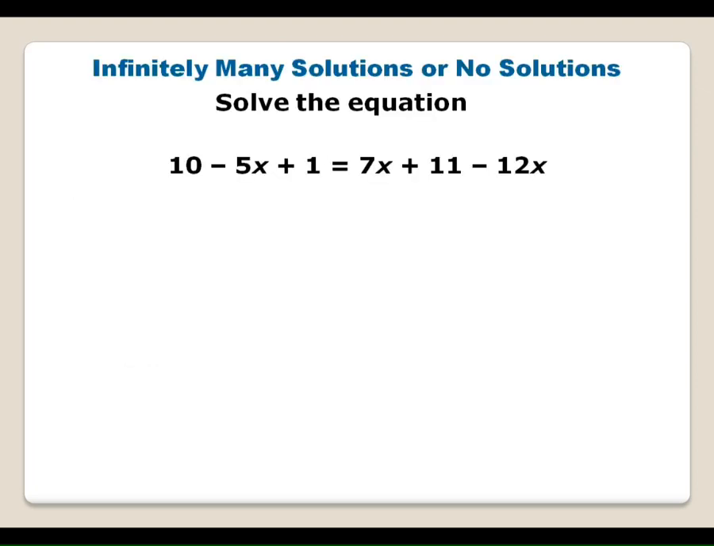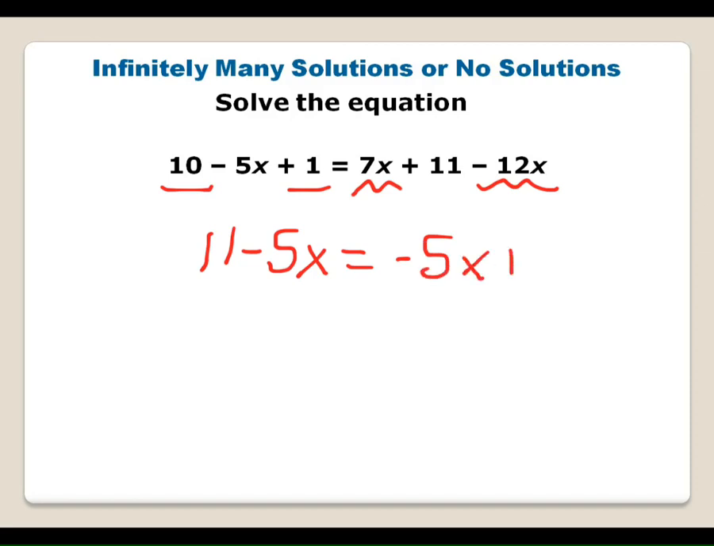So for example, in this problem, let's go ahead and start solving this one, okay? And we'll go through this kind of quick because I want to get to your homework. You have like terms here, 10 plus 1, that's 11. You still have minus 5x. And then you have like terms on this side, 7x minus 12x is negative 5x, plus 11.